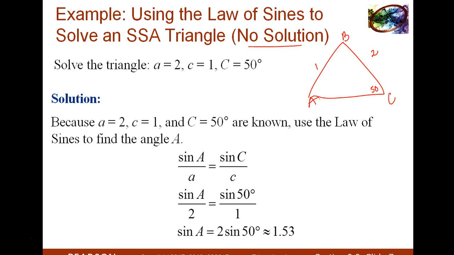And that's not a problem. And I get that sine A times 1 is 2 times sine of 50. Well, sine of 50 times 2 is 1.53. That is a problem. You cannot have a sine value that's bigger than 1 or smaller than -1 because the range of sine is from -1 to +1.